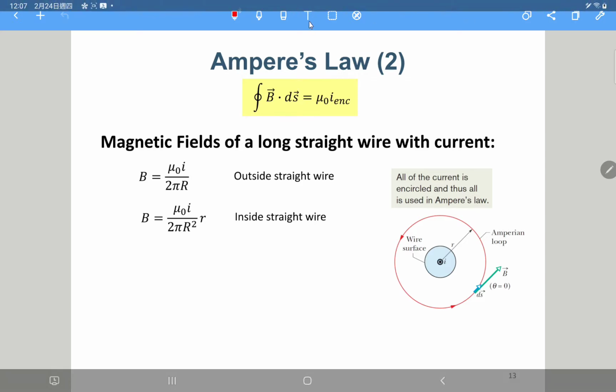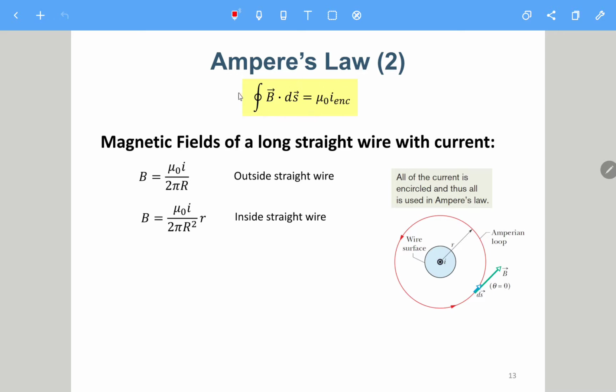Okay, so here we will try to use Ampere's law to show what we got in the last hour, and also we will get another result. Now we assume this is a wire, but this wire is not thin. Last time we considered the wire is very thin, so the radius was 0, but here the radius for this wire is capital R.